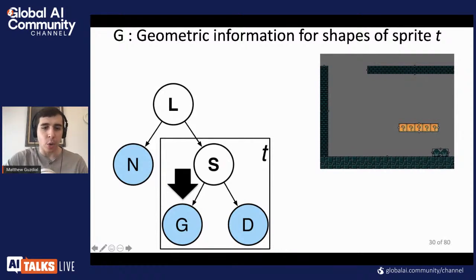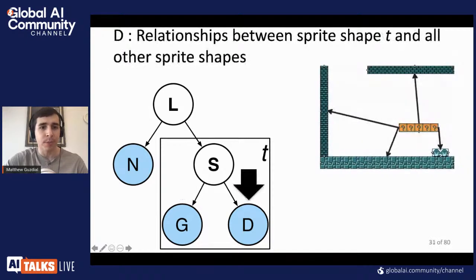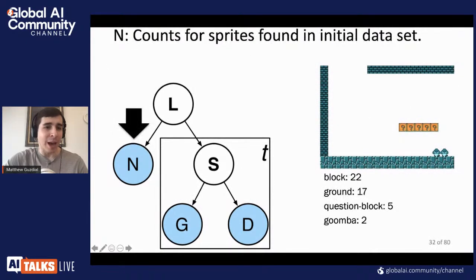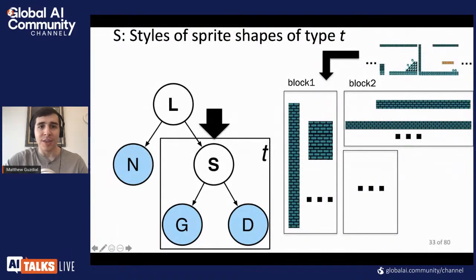The blue nodes are going to be nodes which are observed values. The white nodes are going to be hidden values. And these arrows indicate a sort of dependency in terms of the probability distribution of each node. So this allowed us to capture things like the geometric information for shapes of sprites that occur on a screen, like this sort of rectangle of question mark blocks, the relationships between these sprite shapes, the counts of these sprites, the styles of sprite shapes.